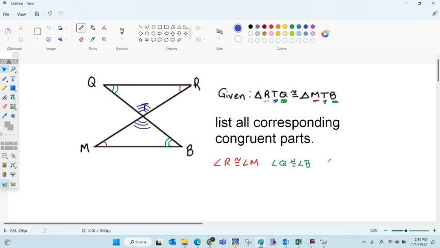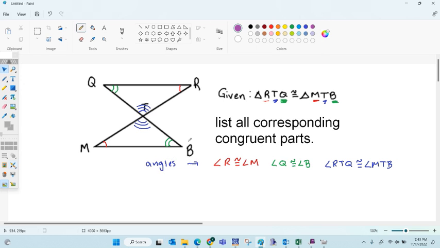So I could say angle RTQ is congruent to angle MTB for that third angle. Now the angle simply is the rays that make it up and then how far apart it's spread out. So those go together. Now we haven't listed all of the corresponding parts, congruent parts yet. These are just the angles.